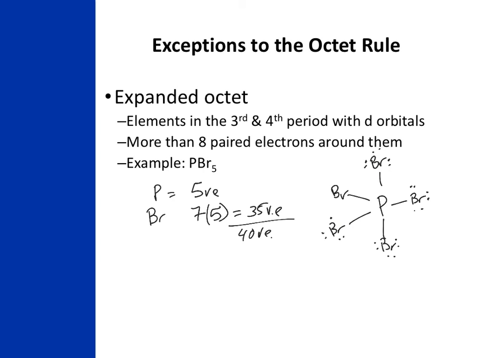If you go through and count real fast, 8 times 5, because there's 5 bromine atoms, each one of those bromine atoms should have 8 electrons. That's 40 electrons used, so we have none left. But if you look at that phosphorus atom, it has 2, 4, 6, 8, 10 electrons around it. So it's an exception to the octet rule by forming that expanded octet.